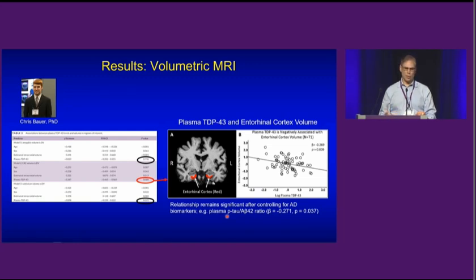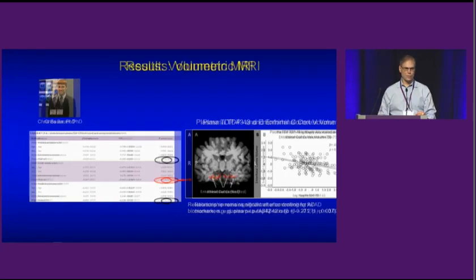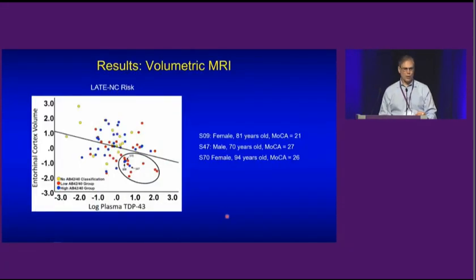So this is showing a relationship that is associated with plasma TDP-43 and cannot be accounted for by AD biomarkers. Okay, so what I'm showing you here is actually the same scatter plot I just showed you. If we look at that here, what we see again is we have TDP-43 plasma on the x-axis and entorhinal cortex volume on the y-axis. And what I'm highlighting here, in this corner, is individuals who have high plasma TDP-43 and low entorhinal cortex volume.